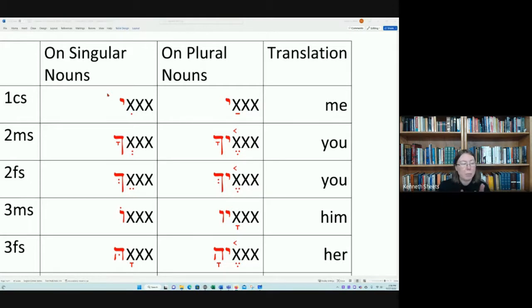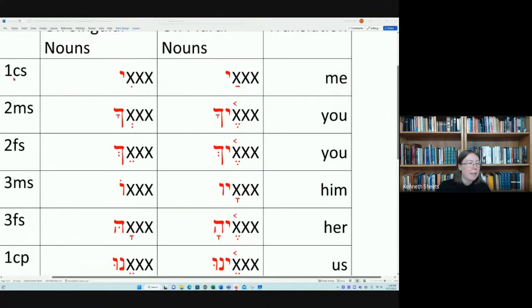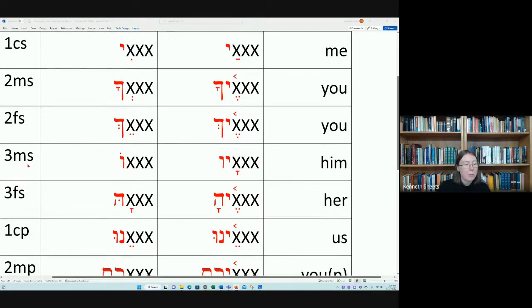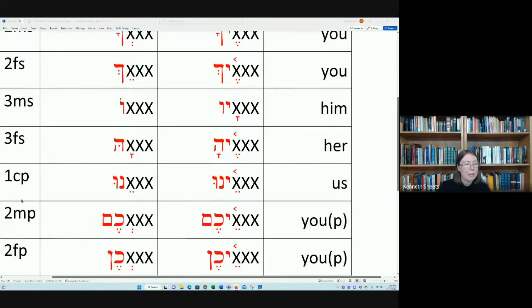Remember these pronouns are going to change form for person, gender, and number. Thus, first common singular, you have ee, which would be me. Second masculine singular, eeka, you. Second feminine singular, ake, you, feminine singular. Third masculine singular, o, him. Third feminine singular, ah, her.